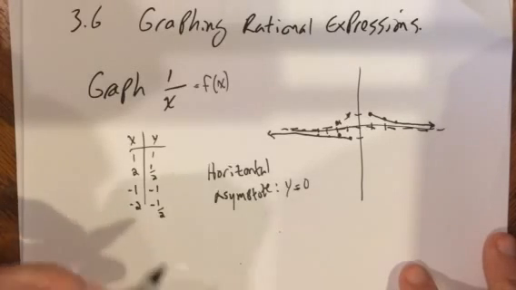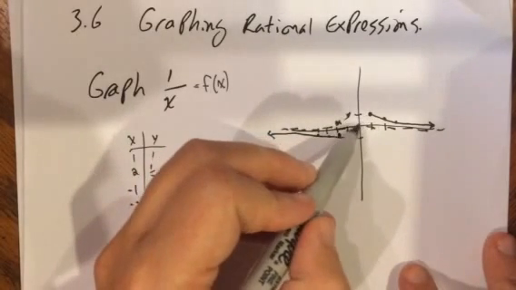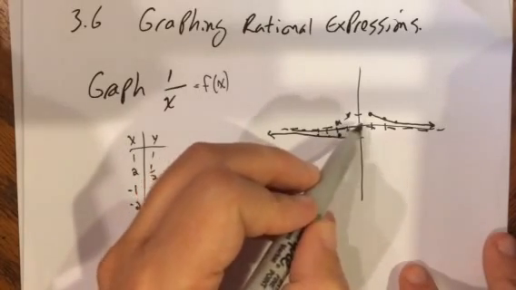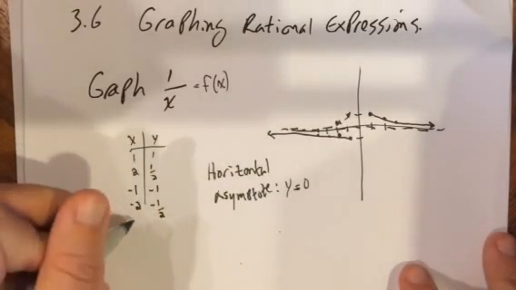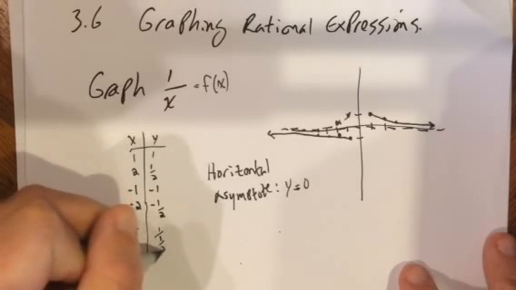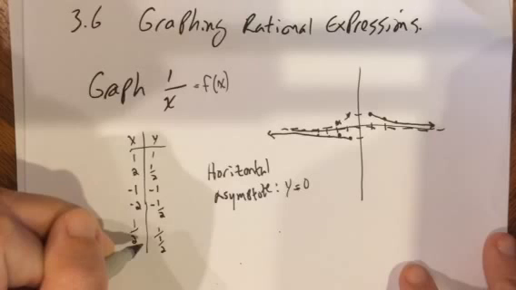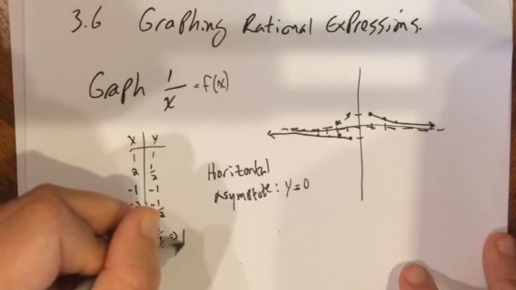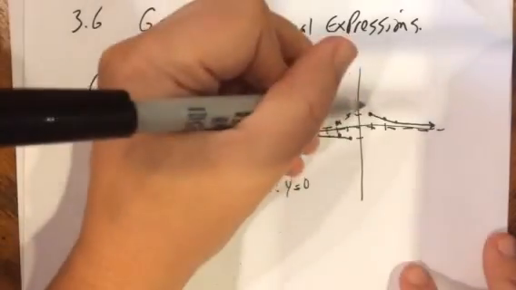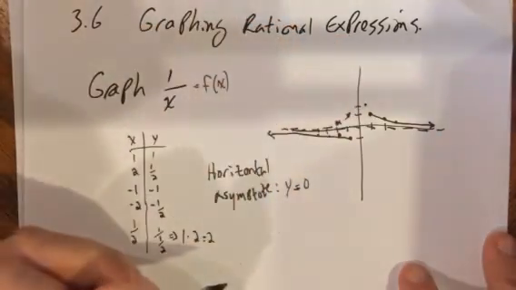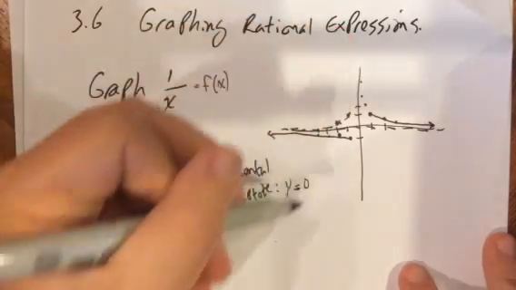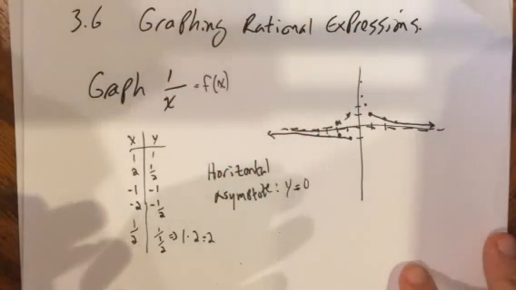Let's see what's happening as I get closer and closer to 0. I subbed in 1 and -1. I'm going to sub in 1/2. If I sub in 1/2, then I'm going to get 1 over 1/2. And we know when we divide fractions, we flip and multiply. So 1 times 2, so 2. So if I sub in 1/2, I get 2. If I sub in 1/3, then I should probably get 3, and 4. And I'm going to keep going up.